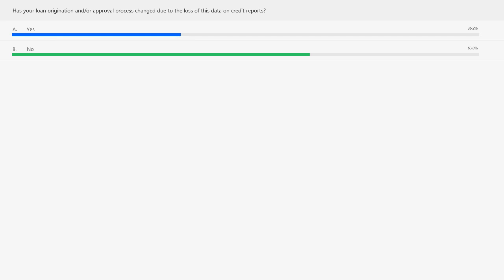Got 63% saying no. What do you think? I think that's pretty consistent with the way most people interpreted the GSE, or the Fannie Mae and Freddie Mac lender guidance, that ultimately no additional work would be required.